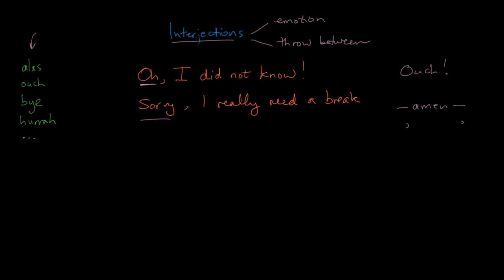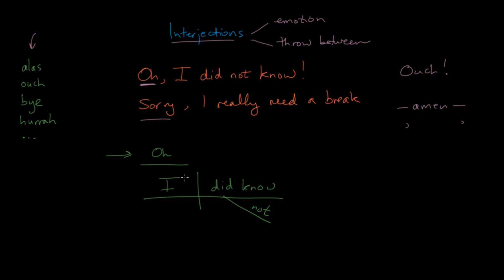How do you diagram these then? Well, let's start with, oh, I did not know. And the interjection basically goes on its own line. Okay, so we could say, oh, I did know. There we go. And then we add the adverb here, did not know. And as you can see, we've pretty much put the interjection on its own line above everything else.